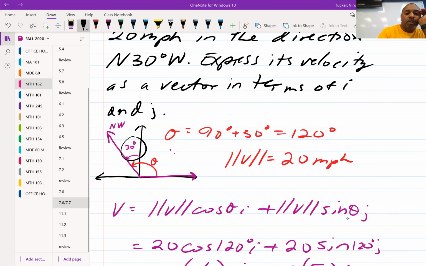So that takes care of this part of it. But we have to consider coming from the positive x-axis. So that's why it would be 90 plus 30 degrees. So coming from positive x-axis, that's 90 degrees plus the 30 of going northwest. So that would be 120 for our theta. And then our magnitude, speed, is just 20 miles per hour. So we're okay with that.